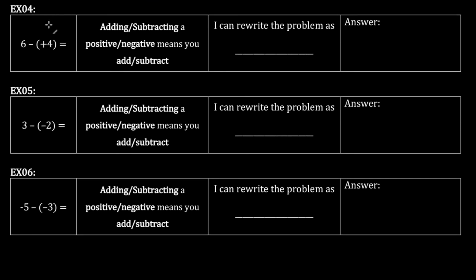Example number 4. We are taking away another positive. So if we're taking away a positive, that means we subtract. So instead of 6 minus positive 4, we write 6 minus 4, which is just 2.